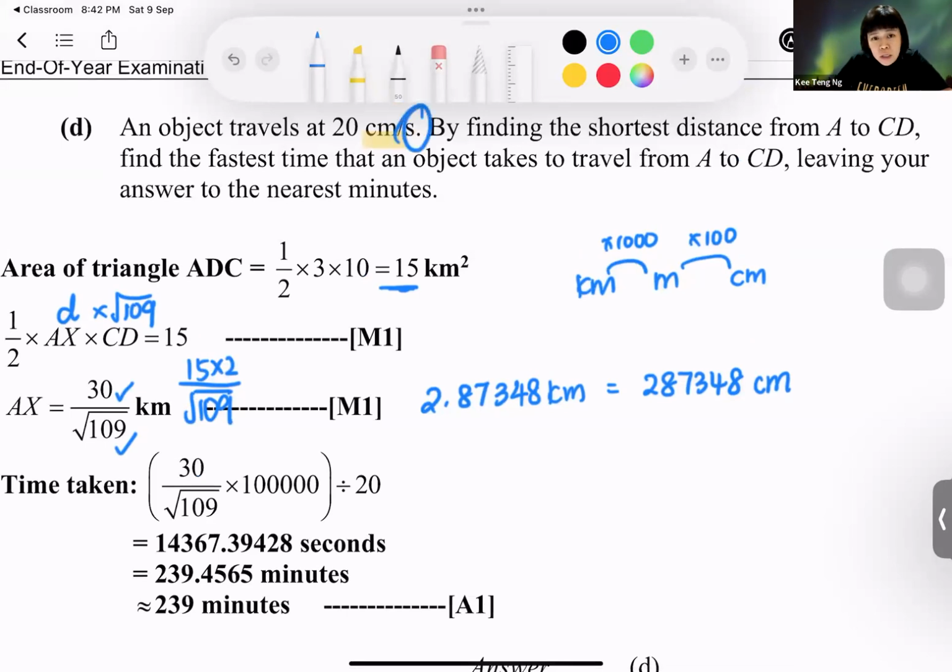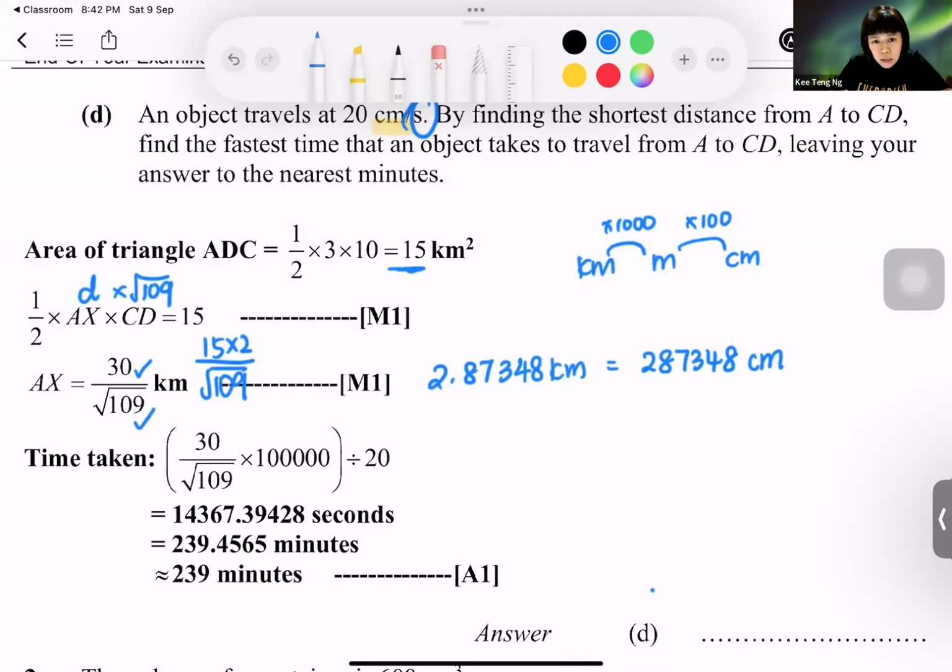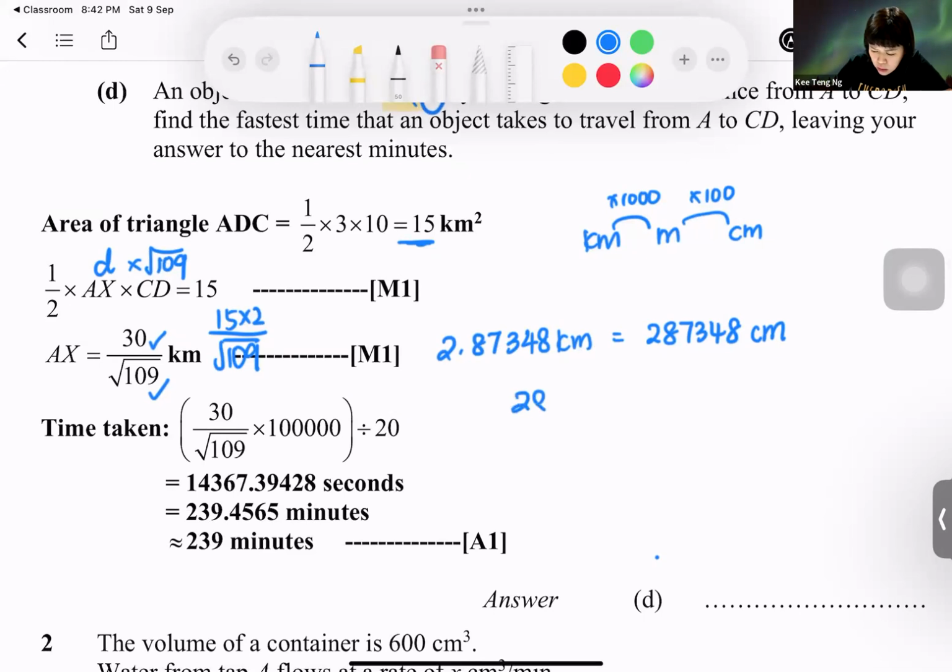But you notice this speed over here is meters per second. So I take whatever the distance is, 287,348. Sorry. Divide by 20, and that will come in terms of seconds. 287,348 divided by 20, I get 14367.4 rounded off seconds. And converting it to minutes, we divide by 60. That gives you 2 approximately.